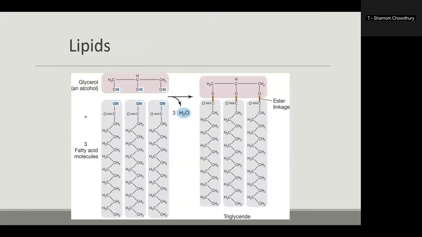So lipids. Lipids are extremely important. This is an example of a triglyceride. A triglyceride is synthesized from a glycerol, which is an alcohol, and three fatty acid molecules. This is just showing what I mentioned. Through a condensation reaction, the OH of this carbon here can take an H from this oxygen here, releasing water, thus creating an ester linkage between the glycerol and the fatty acid molecule.